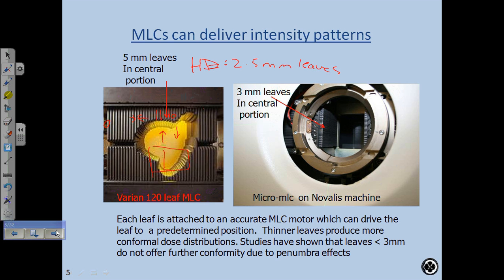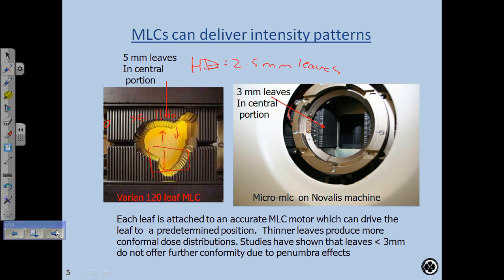The Varian MLC has a very accurate position. Their spec is that they can move the leaf to within half a millimeter of where they expect it to be. This picture over here is a Novalis. This is the head of a Novalis machine, and the Novalis machine has 3 millimeters in the central portion. Okay, so each leaf is attached to an accurate motor, which can drive the leaf to a predetermined position.